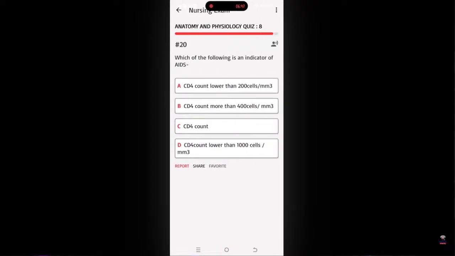Which of the following is an indicator of AIDS? A. CD4 count lower than 200 cells per mm3, B. CD4 count more than 400 cells per mm3, C. CD4 count, D. CD4 count lower than 1000 cells per mm3. Correct answer.